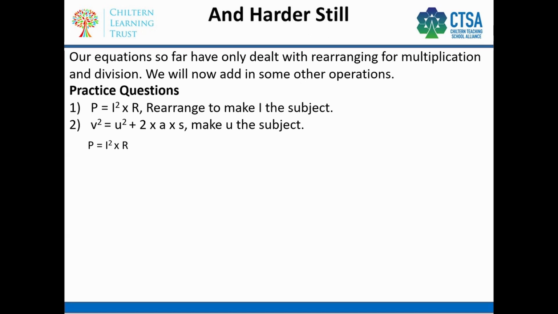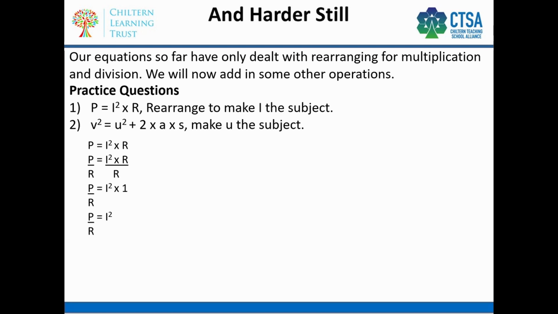So we already know that to move r from the right hand side of the equation to the left hand side, if it's times by r, we need to divide by r. So we do the same things as we've done before. We divide both sides by r. P over r is equal to I squared times r over r, or divided by r. r divided by r is equal to 1, so we get P over r, or P divided by r, is equal to I squared times 1. I squared times 1 is just I squared. So we end up with P divided by r is equal to I squared.